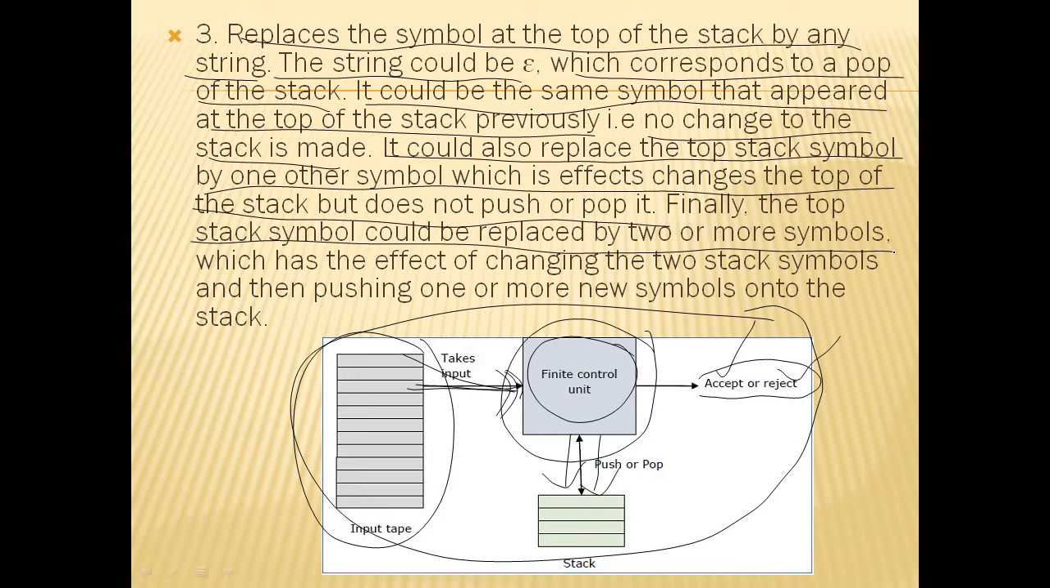So simply assume I want to find the language a to the power of n, b to the power of n. Assume n equal to 4. What will generally happen is, assume we are having some a's, and next the b's.